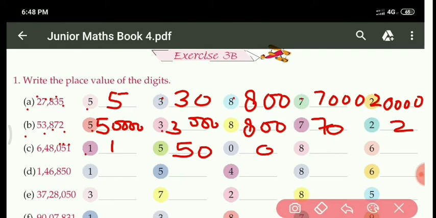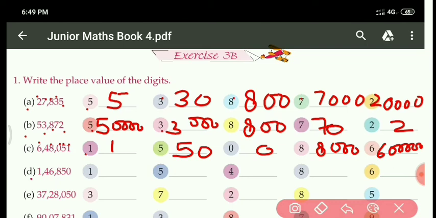Okay. And 8 is given at the 1000 place. So place value of 8 will be 8,000. And 6 is given at which place? Lakh place. So place value of 6 will be 6 lakh. Okay. Then write here 6 lakh. And in lakh, how many 0 will be there? 5. Got it?